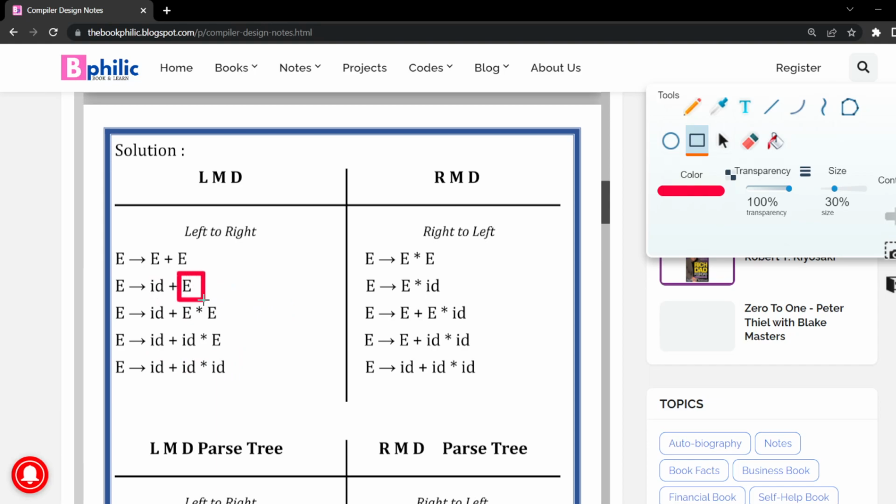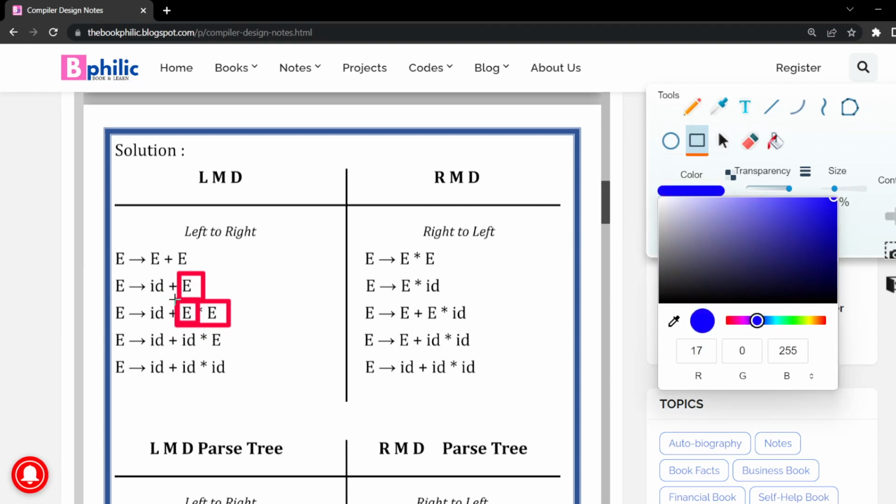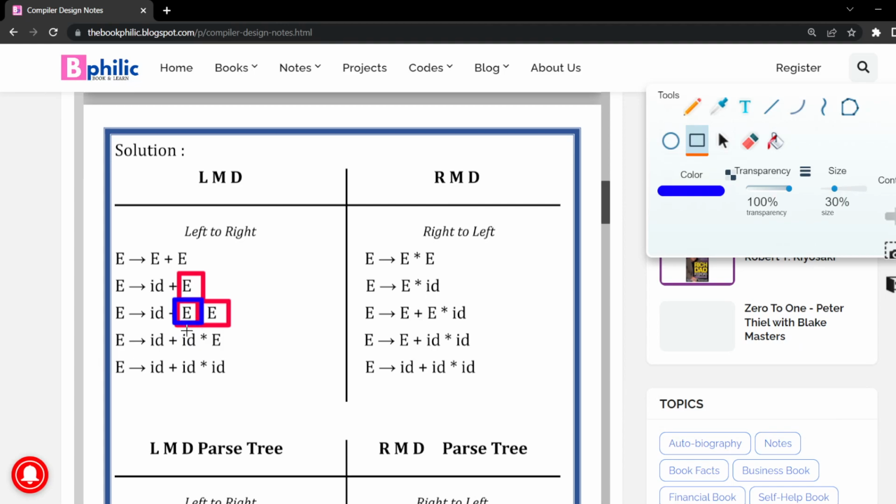Now let us start with capital E. We are deriving capital E into capital E star capital E, and the leftmost non-terminal is this capital E. Hope it is visible to you. Let us change it to another color. Now we are deriving this capital E into small id. What is left now is star E. This star E is the leftmost non-terminal, which will ultimately be derived into id again. So ultimately we have capital E derives id plus id star id.